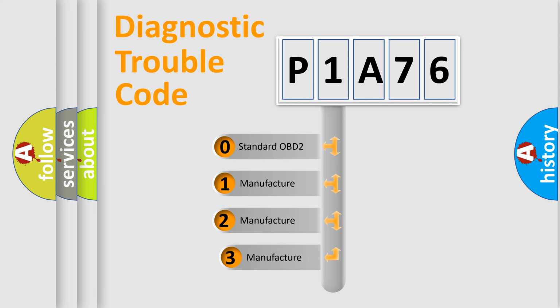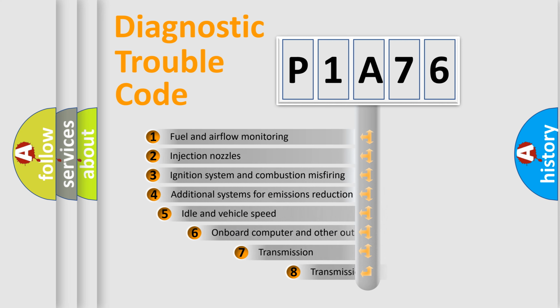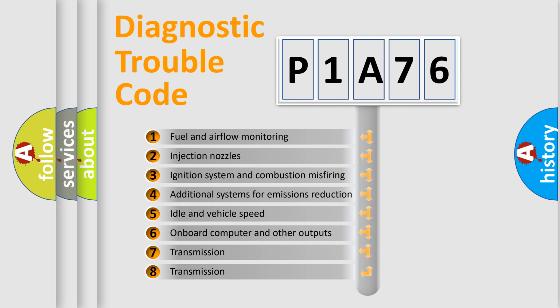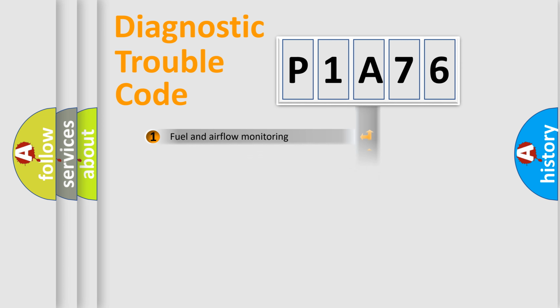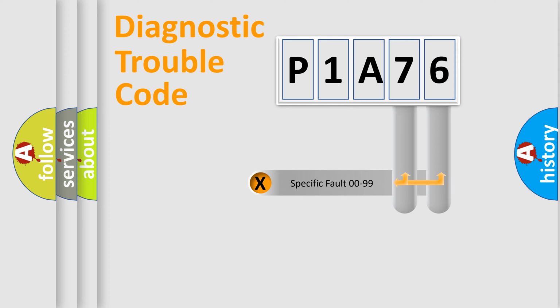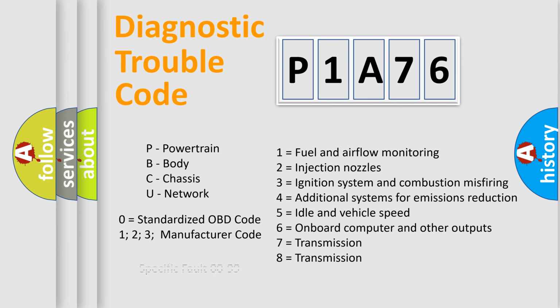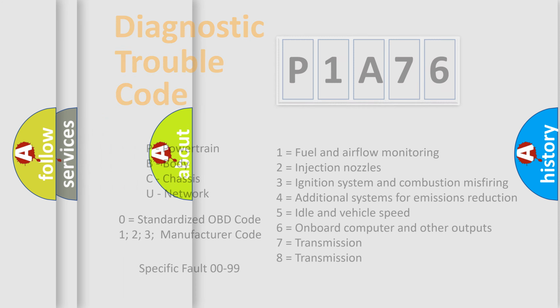If the second character is expressed as 0, it is a standardized error. In the case of numbers 1, 2, 3, it is a more specific, car-manufacturer-specific error. The third character specifies a subset of errors. The distribution shown is valid only for the standardized DTC code. Only the last two characters define the specific fault of the group. Let's not forget that such a division is valid only if the second character of the code is expressed by the number 0.